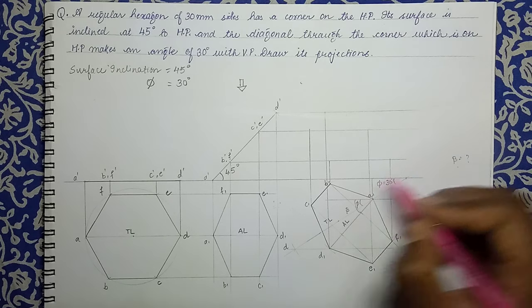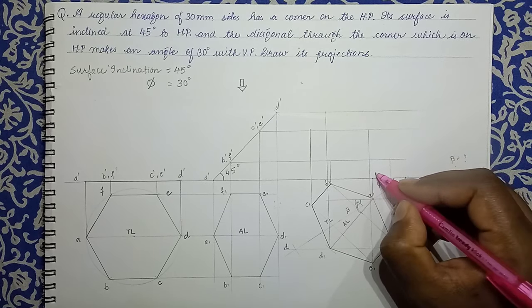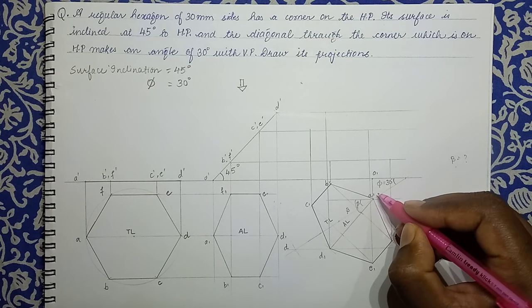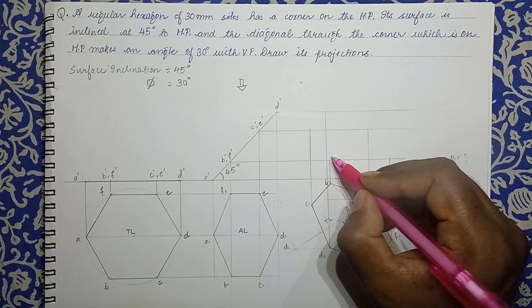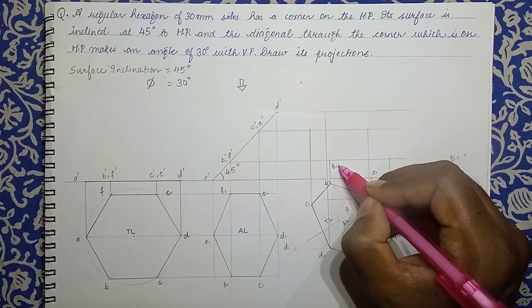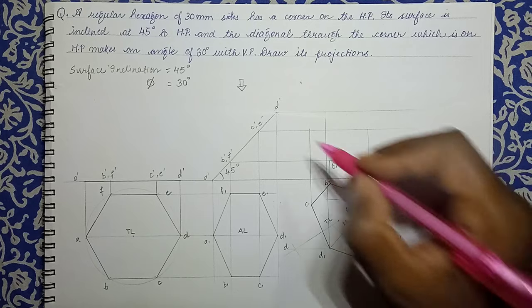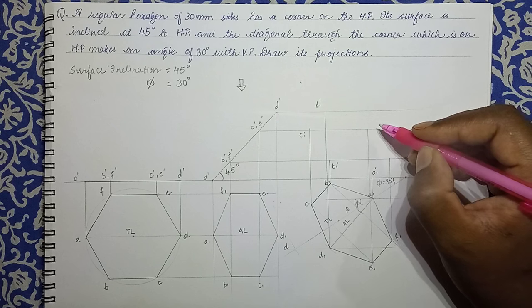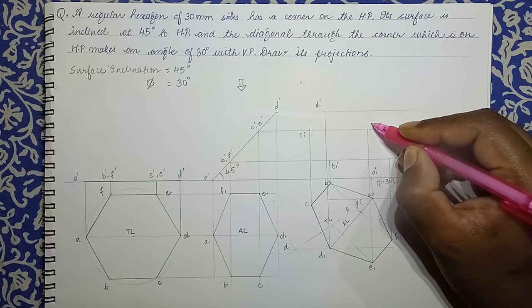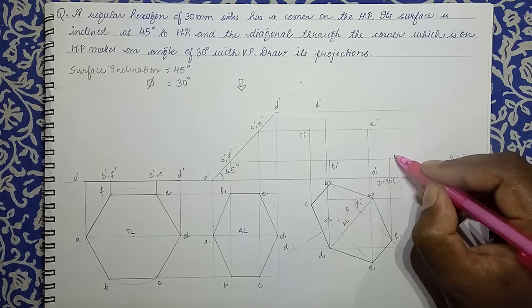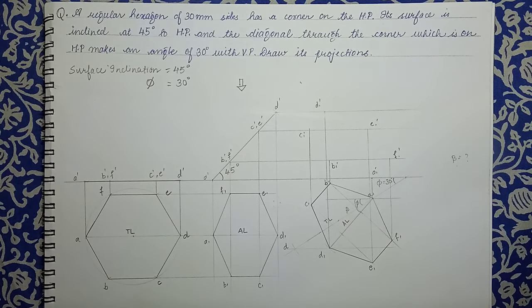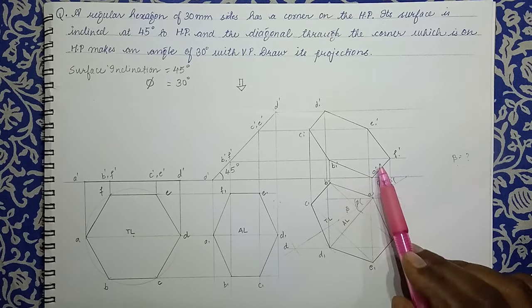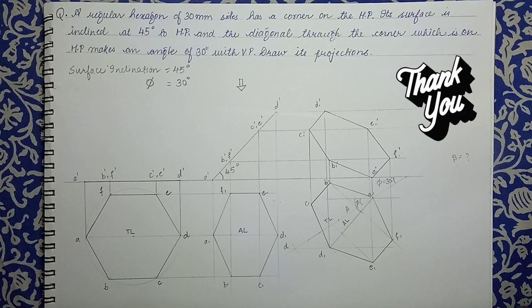Right. So this is A1 position and then we have B1 position. You can say B1 dash, A1 dash. This will be C1 dash position, D1 dash, A1 dash and F1 dash. So connecting the points will get you the projection. So after connecting the points, we get this projection. So I hope the problem is clear to you.